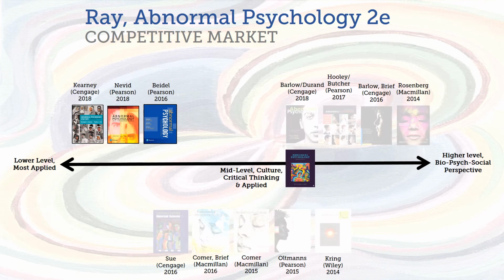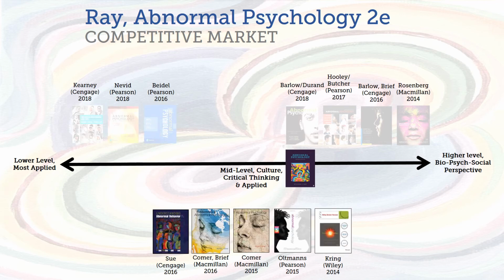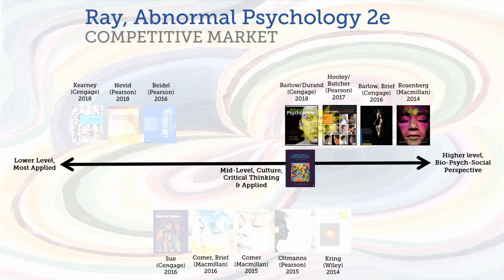At the lower end, you will have opportunity with Kearney and Naveed users, since these books are out in new editions. At the mid-level, you may have some opportunity with Kring and Altman's users, since there's no indication that these books will be revised.